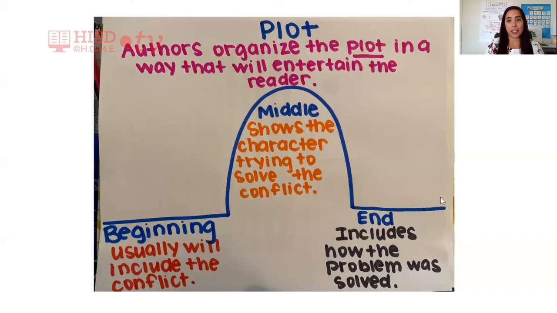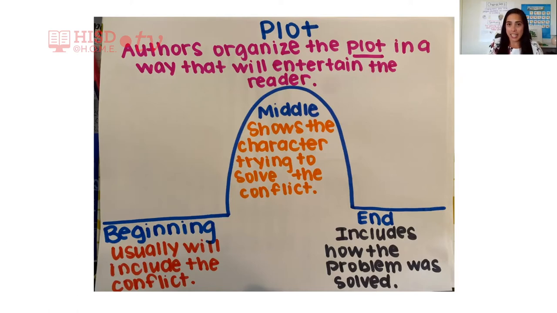So here, boys and girls, we have the plot of the story. And I know I mentioned problem and solution, but first we've got to figure out what plot is. Plot, boys and girls, is the organization of a story. You all know that a story has a beginning, middle, and an end. Without those three important parts, boys and girls, we aren't going to have an organized, entertaining story. So, boys and girls, the author uses plot to organize his or her writing.